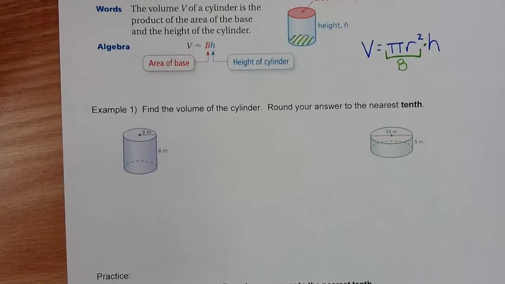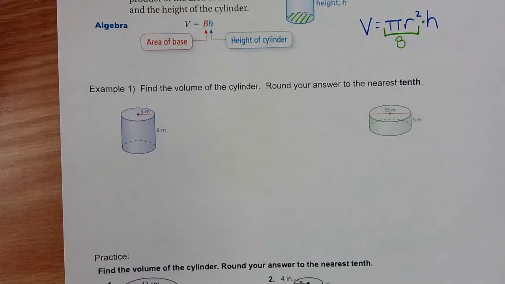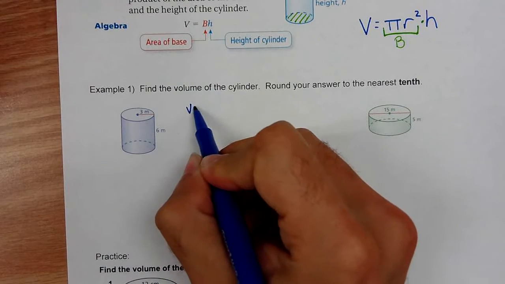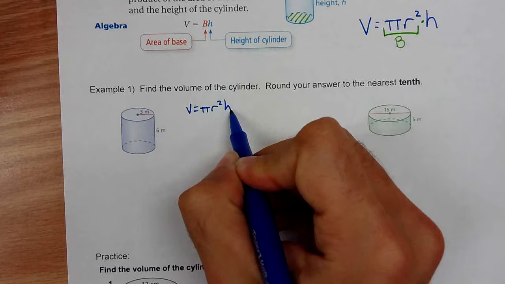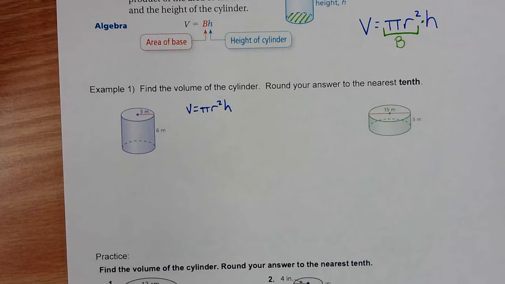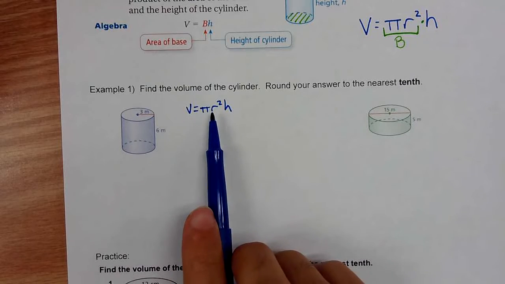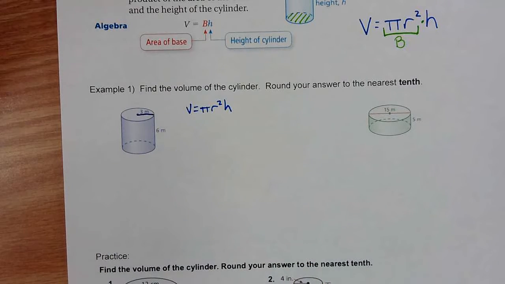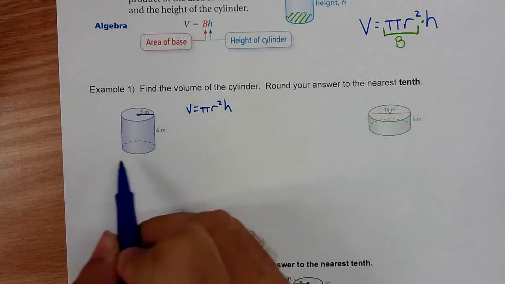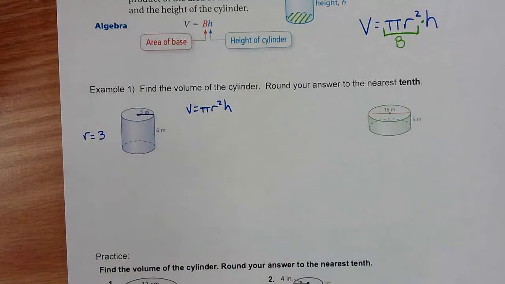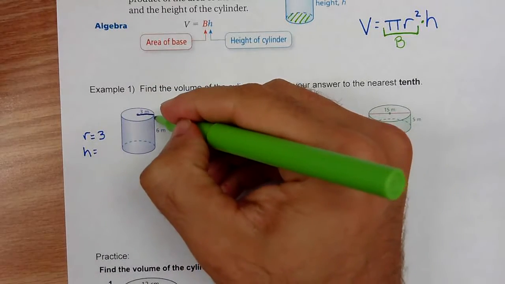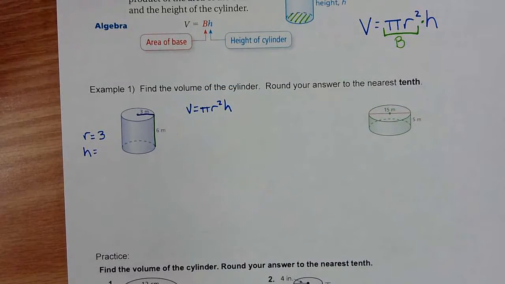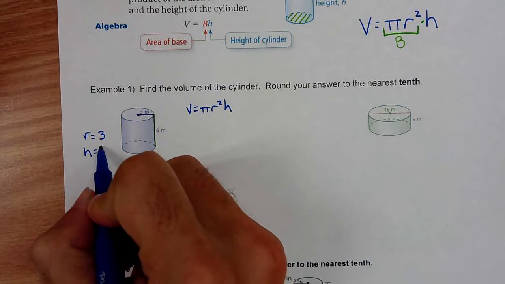Let's go ahead and jump into it. First example, find the volume of the cylinder, round your answer to the nearest tenth. If I look at this cylinder, I'm always starting with our formula for the volume of a cylinder. Then I want to look for the two pieces of information I need. I need the radius and I need the height. Looking at this cylinder, this distance is labeled 3 meters because it's from the center of the circle to the point on the circle. That is our radius. So our radius is 3, and then the height of the cylinder. The height of the cylinder will always be the distance between the two bases. So in this case, our height is 6 meters.